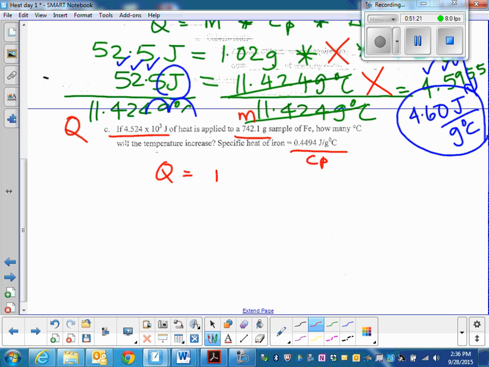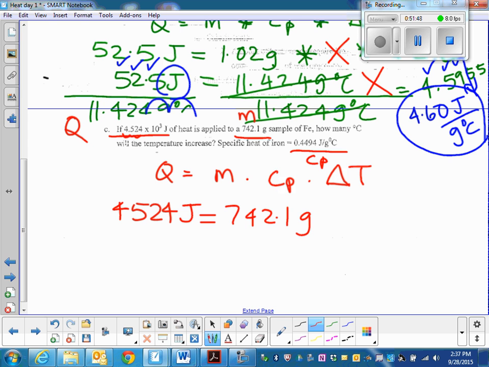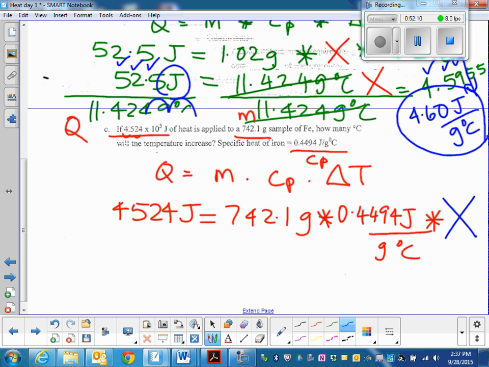Q equals mass times Cp times delta T. So what will you substitute for Q? This thing moves 3 places over, so let's just keep it 54254 J. Is that right? What is my m? 742.1 g. What is my specific heat? 0.4494, what units? What am I solving for? Delta T. Can I call my delta T my X?